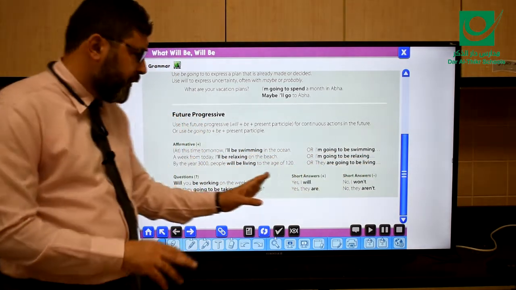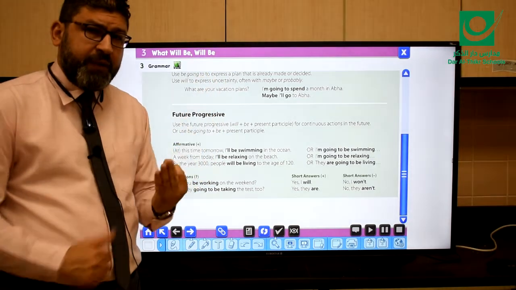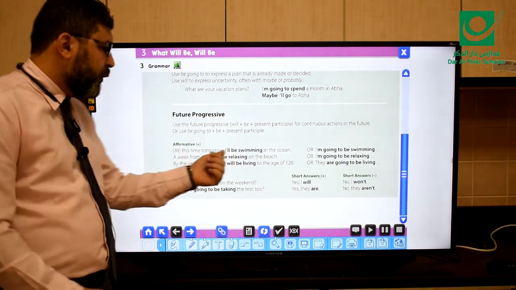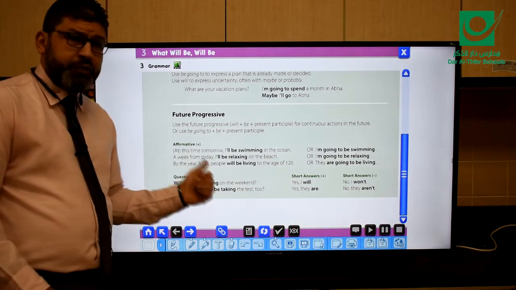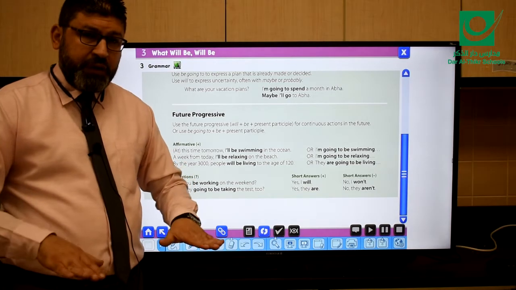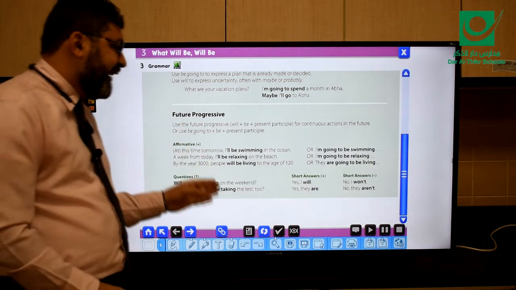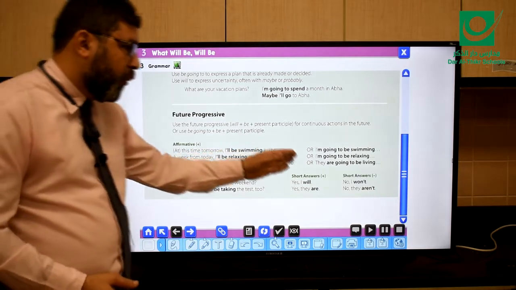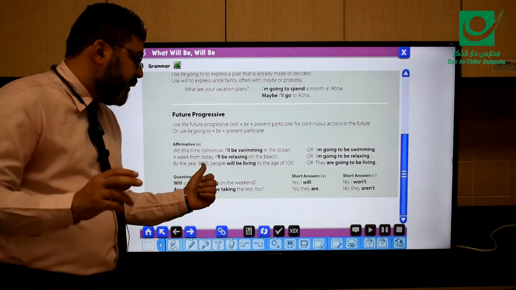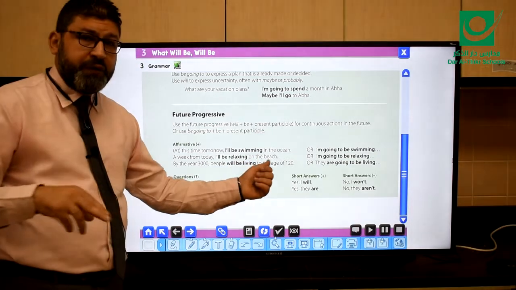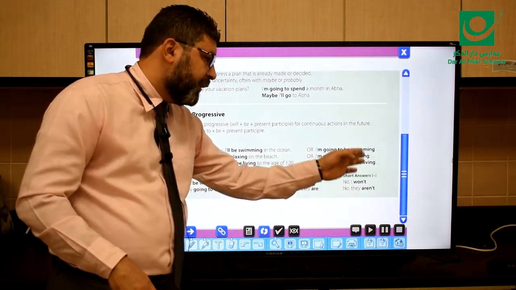Remember that in this case, there is no difference between will and going to. Be going to is the same as just one word, which is will. So if I say I will be swimming, it is the same as saying I'm going to be swimming. What about here? A week from today. That means I'm talking today, and I said after a week. So this is future. A week from today, I will be relaxing on the beach. The same idea, or I'm going to be relaxing. By the year 3000, people will be living to the age of 120. The same idea. Will be living equals are going to be living.